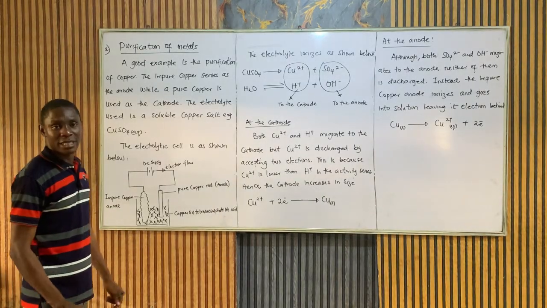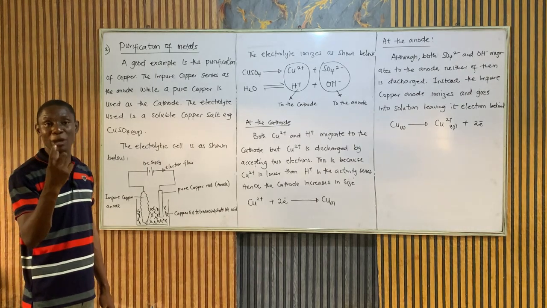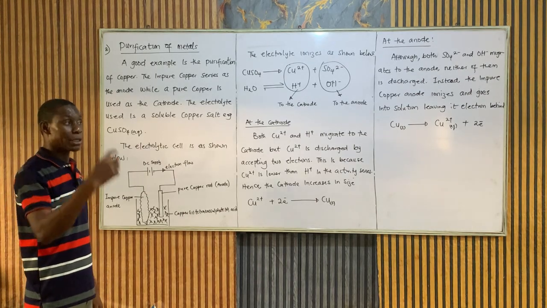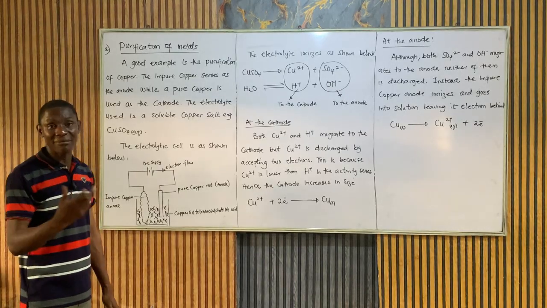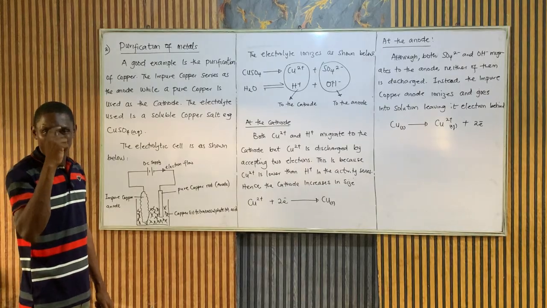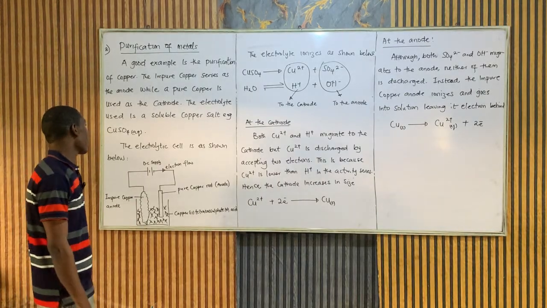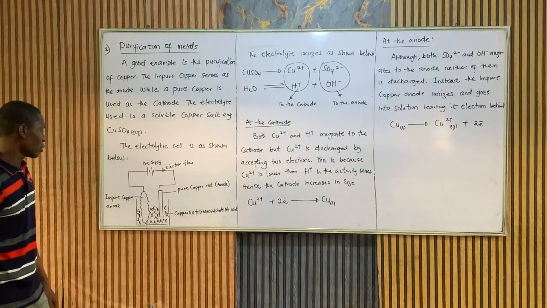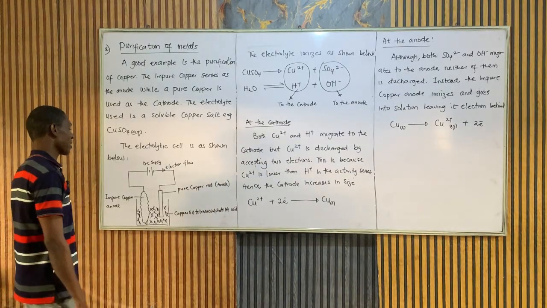Now, what happened is that the copper you are buying from the market, the small pure copper rod you buy, serves as the cathode, while the impure copper ore you want to purify is used as the anode. Now, this is the electrolyte. Let's say we are using copper(II) tetraoxosulphate(VI).